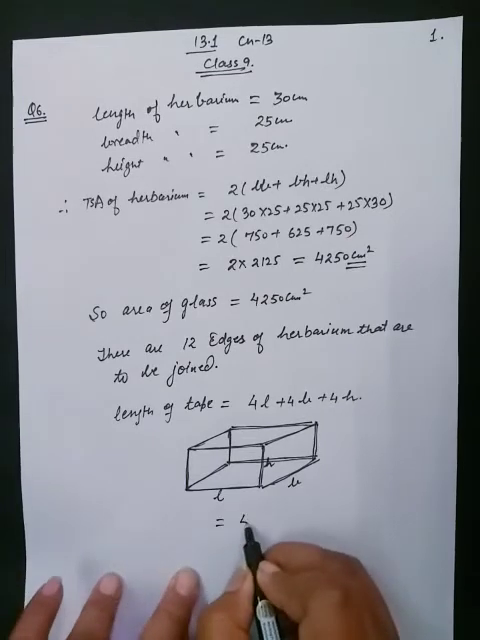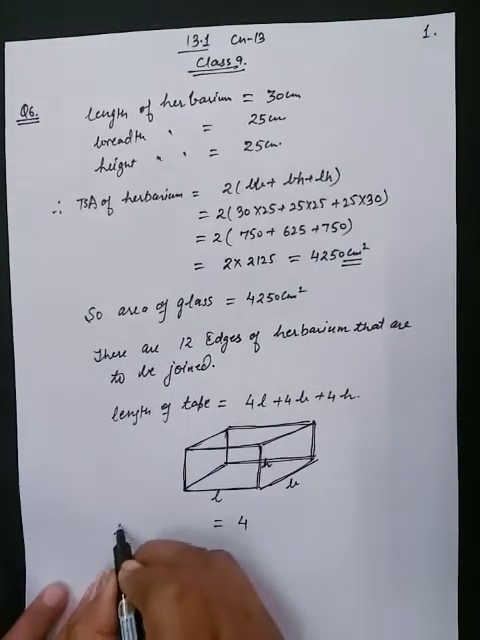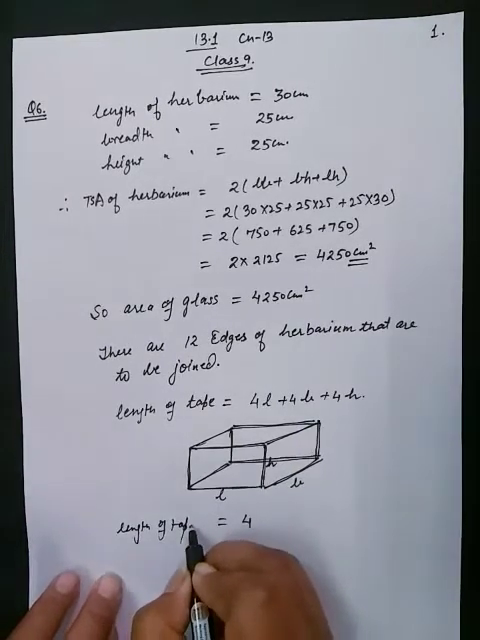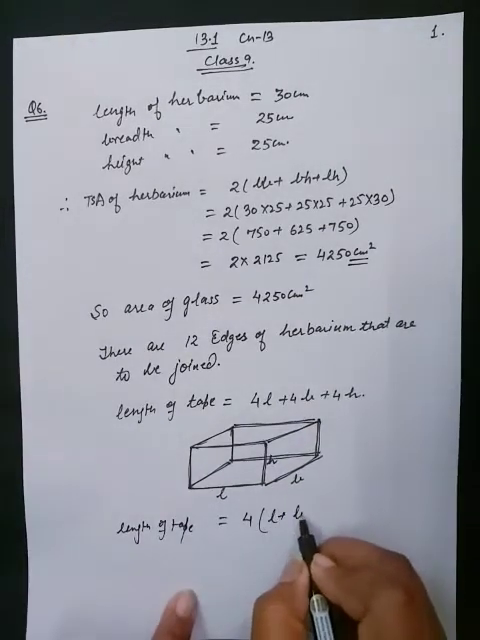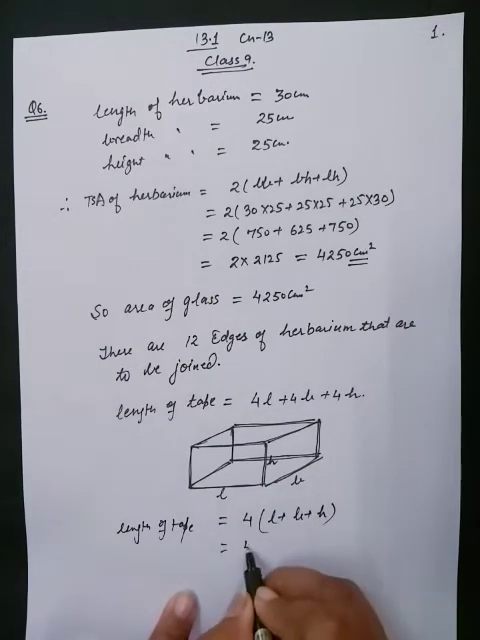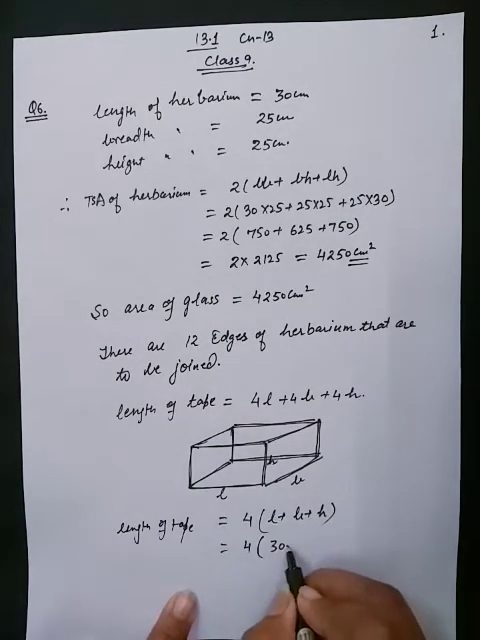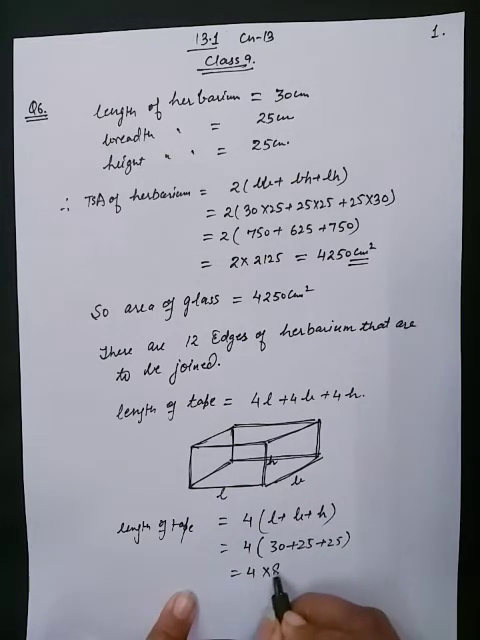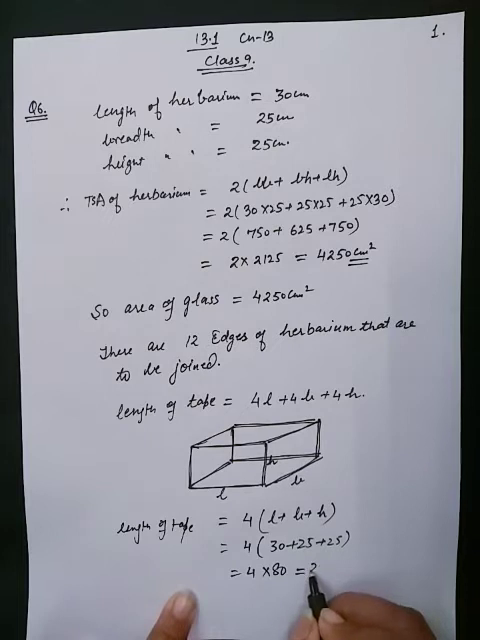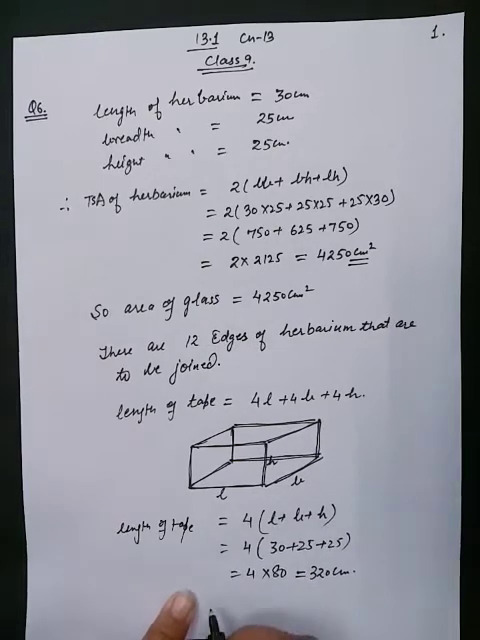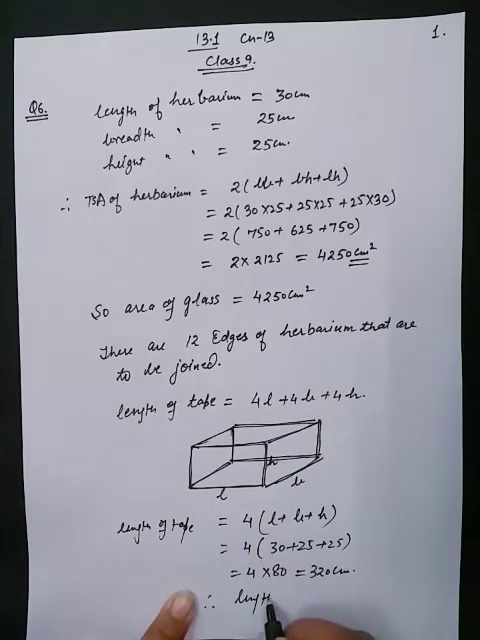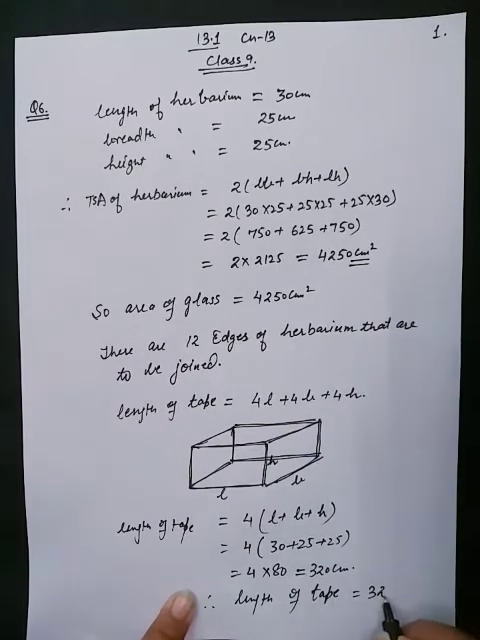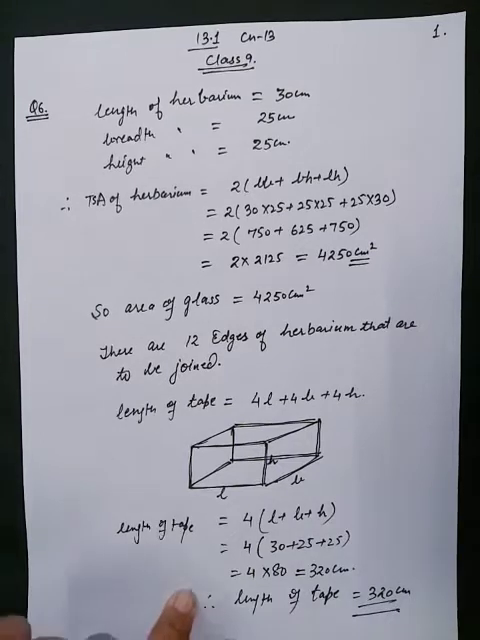So length of the longest tape will be 4 into L plus B plus H. 4 into 30 plus 25 plus 25. 4 into 80 and it will be 320 centimeter. So therefore length of tape is equal to 320 centimeter.